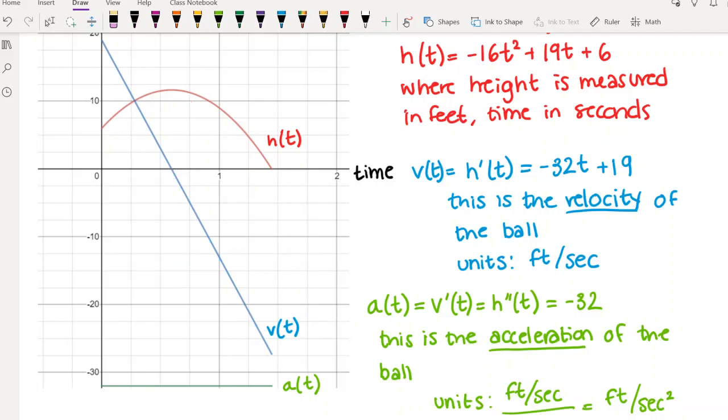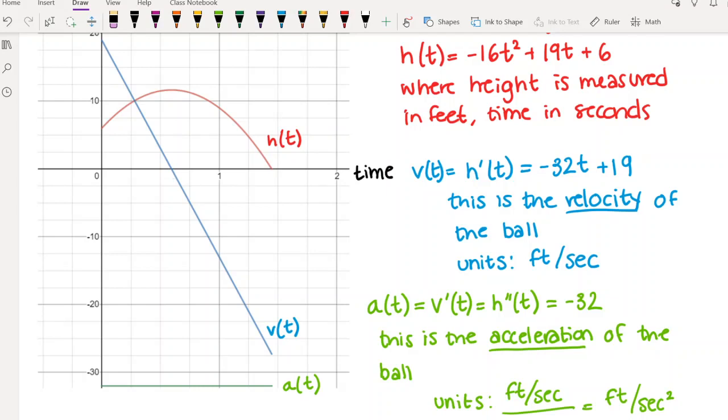Okay, so what about the acceleration? What does this tell us about our function? Most students, if they had to guess, usually guess, oh, if the acceleration is negative, that means that the object is slowing down. But that's actually not the case.